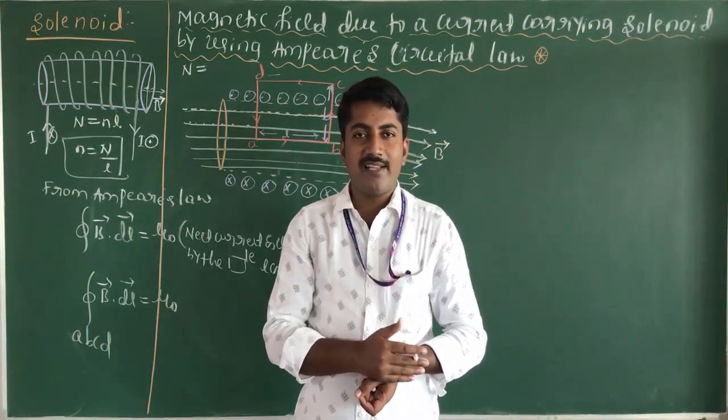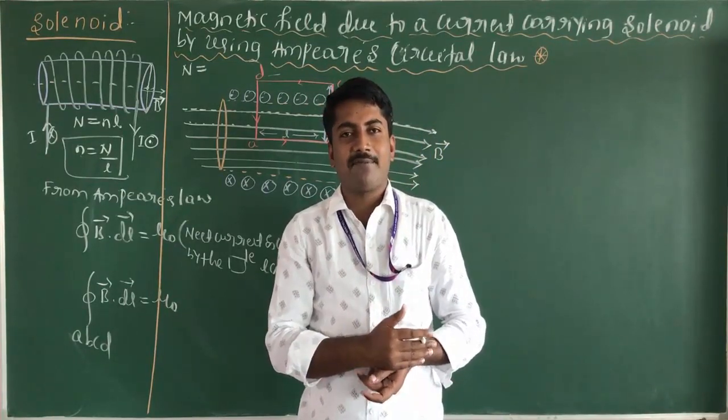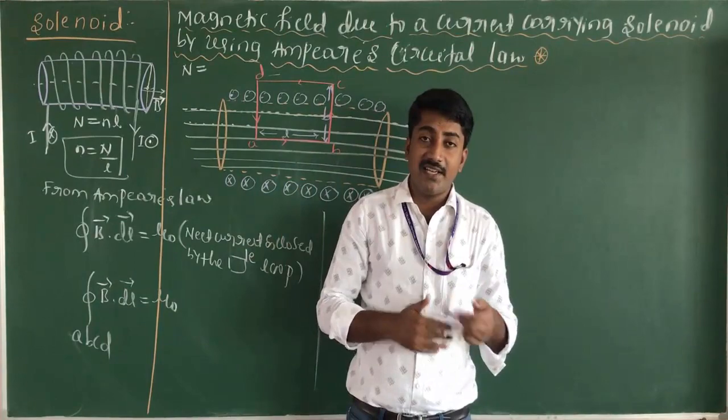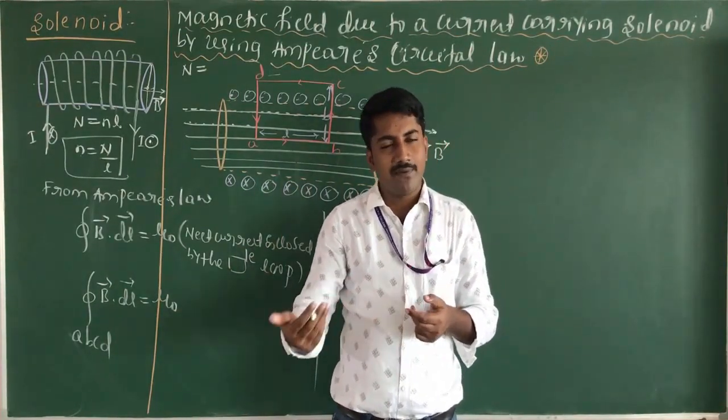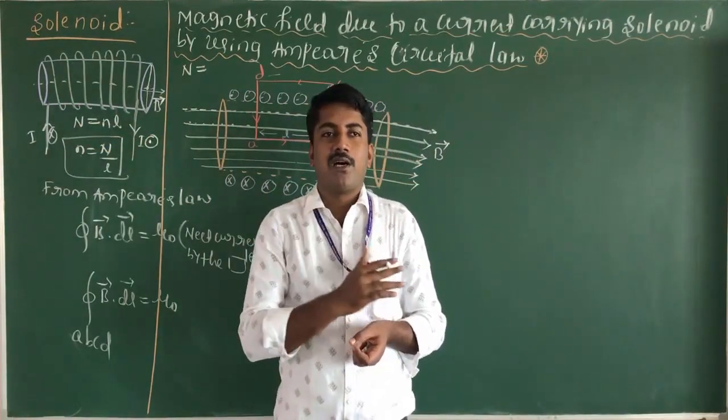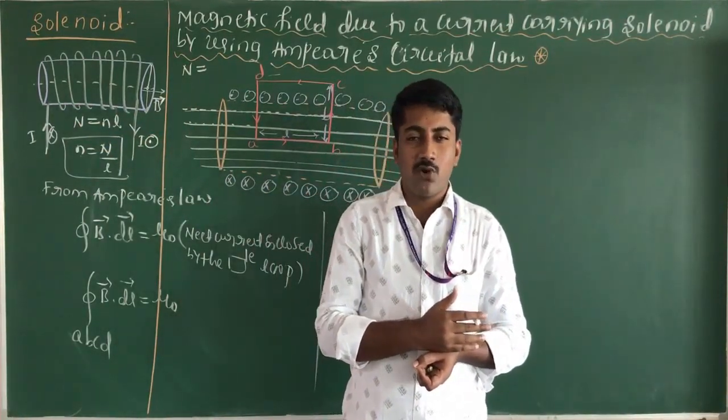This is a very simple concept. The magnetic field is directly proportional to the strength of the current. If the current increases inside the solenoid, the magnetic field also increases. If the number of turns increases around that solenoid, the magnetic field also increases.